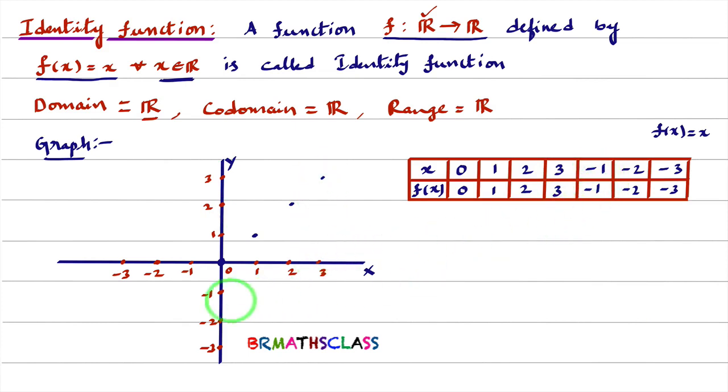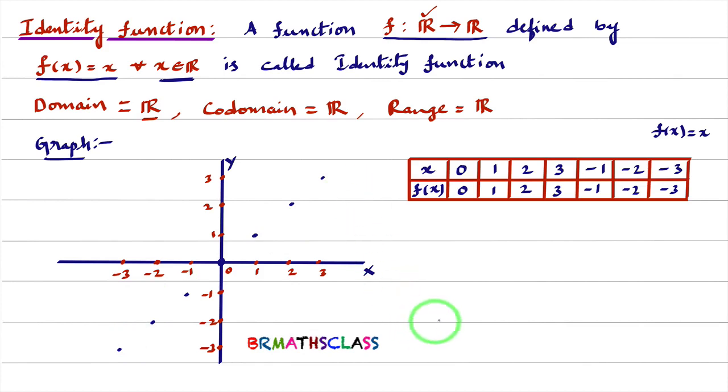Minus 1, minus 1. We know that it lies in the third quadrant. Minus 2, minus 2. It will be here. Next, minus 3, minus 3. You will get this point here. Now, you join all these points.